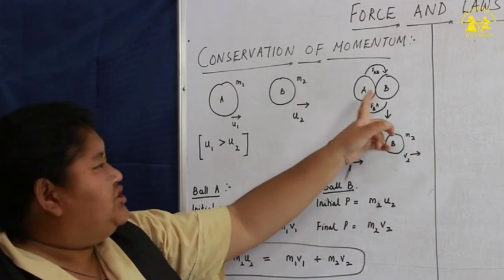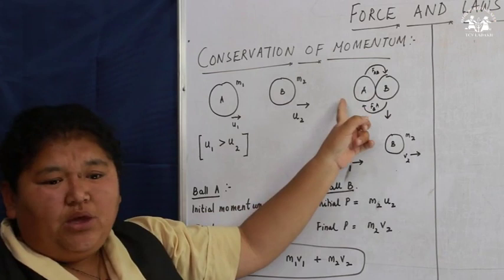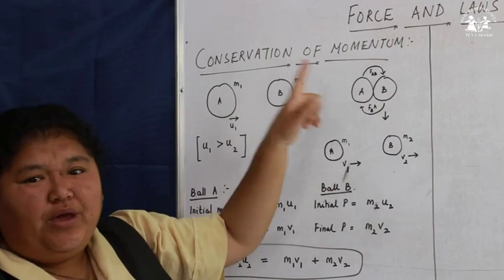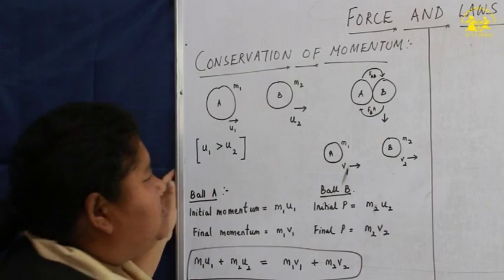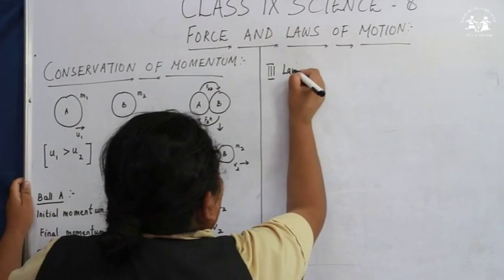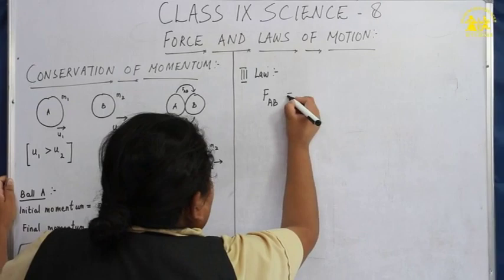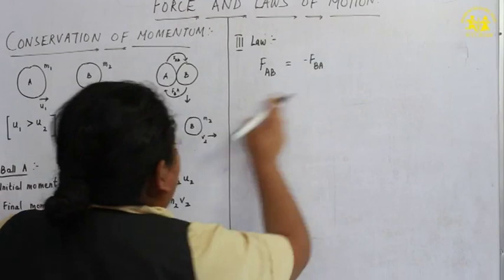When they collide, ball A will exert force on ball B. In the same way, ball B will exert an equal magnitude of force on ball A. So according to Newton's third law of motion, force AB is equal to force BA, with a minus sign showing that the direction is opposite.